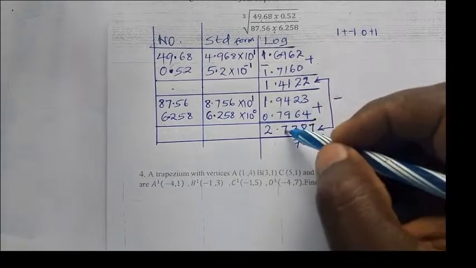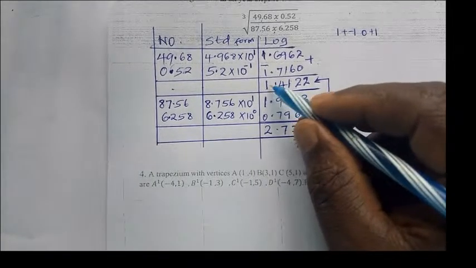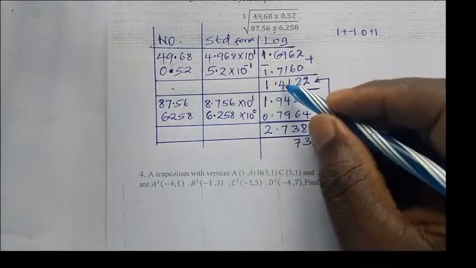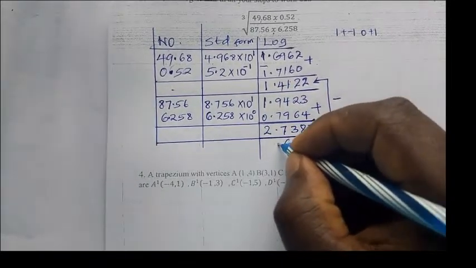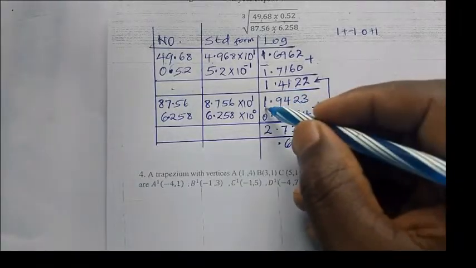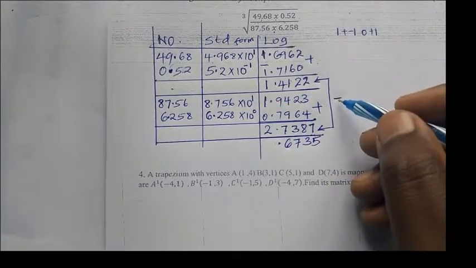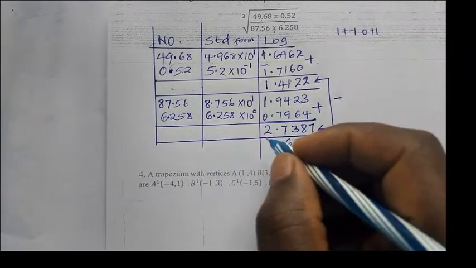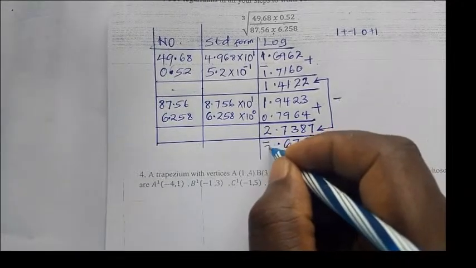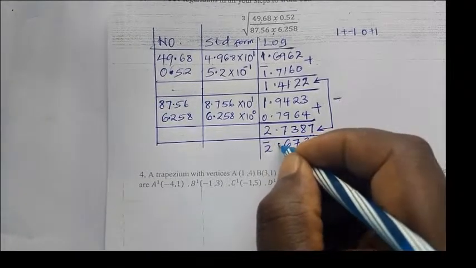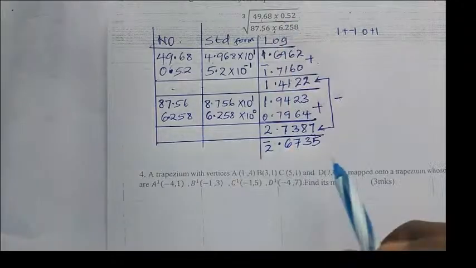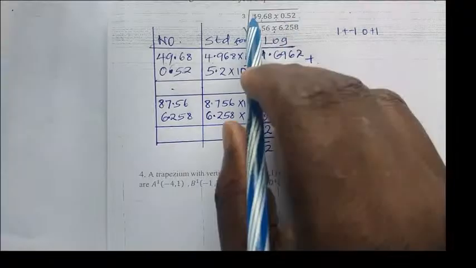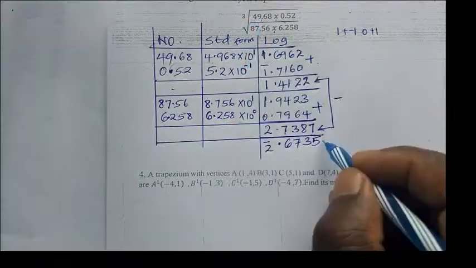3 minus 7, it is not possible. We borrow 1 that will make it 13. 13 minus 7 is 6. With 0, so 0 minus 2, the answer is negative 2. So we call it part 2. Now we have done everything inside. Now we come to the square root, to the cube root. So cube root means we divide by 3.